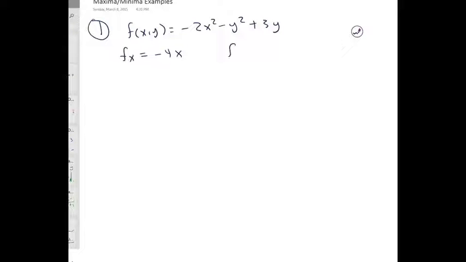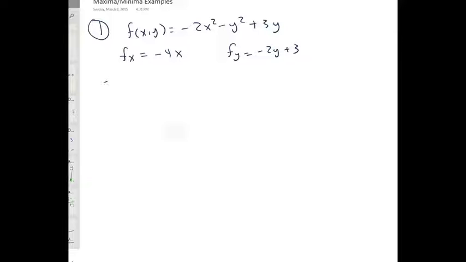Through some examples of maxima and minima. So our first example is f of x, y equals negative 2x squared minus y squared plus 3y. First we're going to find the critical points. So we've got to find the x derivative, which is negative 4x, and our y derivative, which is negative 2y plus 3.